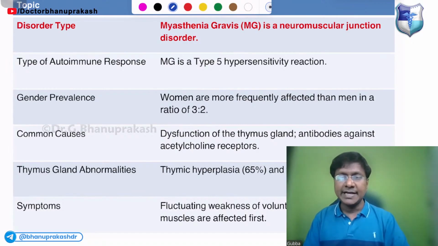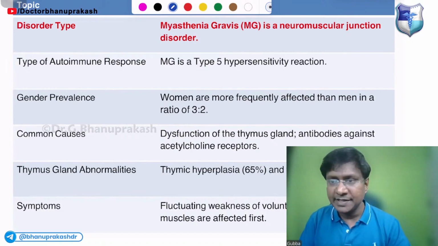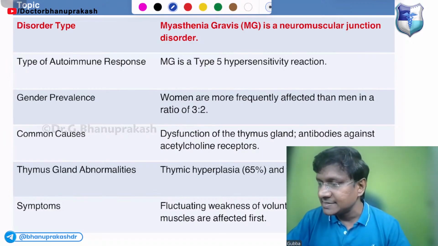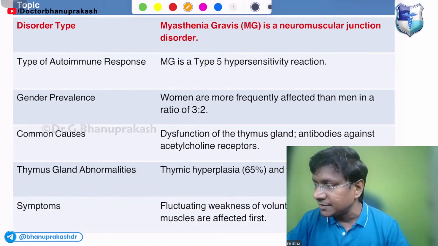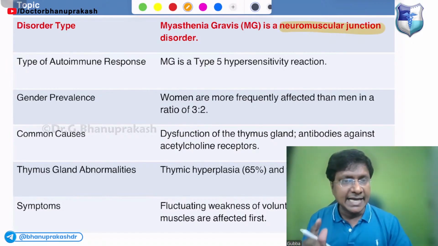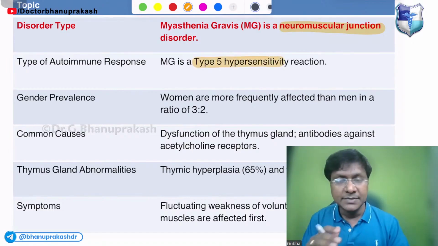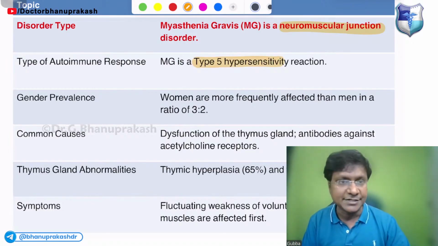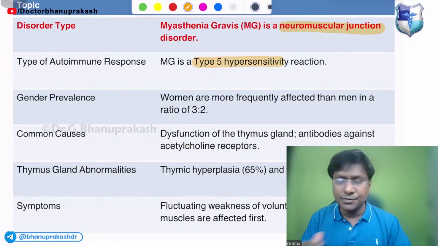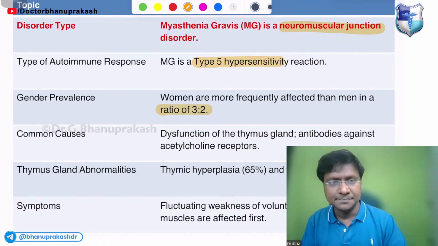Now, let me quickly recap the entire topic of myasthenia gravis. What exactly is this disorder? It is a disorder of the neuromuscular junction. It is actually a type 2 hypersensitivity reaction, and in type 2 you have a subtype, which is type 5 hypersensitivity reaction. Because it's an autoimmune condition, it is more common in females rather than males.